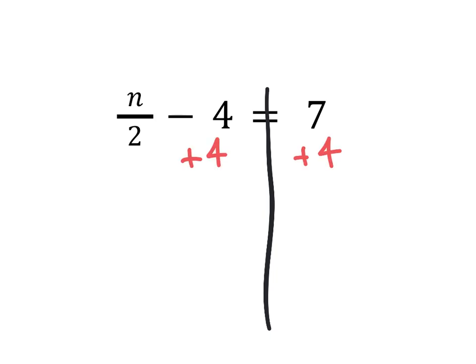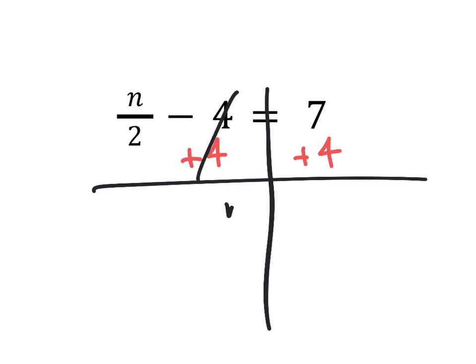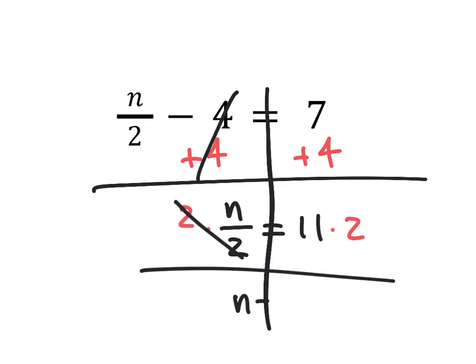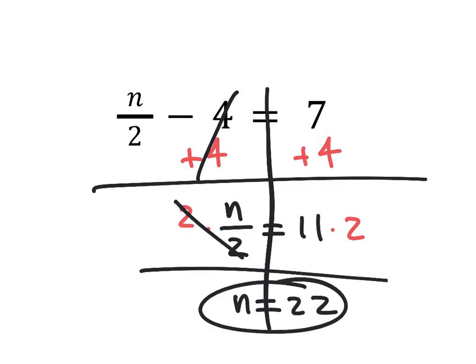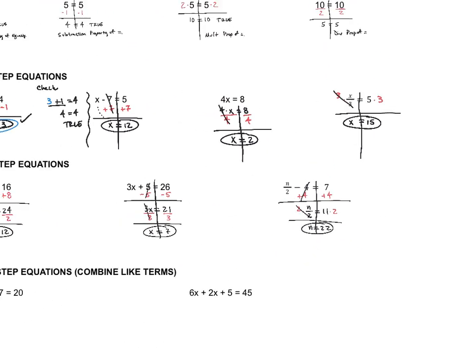So from here, what I want to do is now cross off negative 4 plus 4 cancels out. I'm going to drop down my n over 2, and then that's going to be equal to 7 plus 4, which gives me 11. Okay, now because I'm dividing by 2, the opposite of dividing by 2 is to multiply both sides of this equation by 2. All right, so the 2's divide out, and then n is equal to 11 times 2, which is 22, and that's our solution, okay? So those are two-step equations, all right?